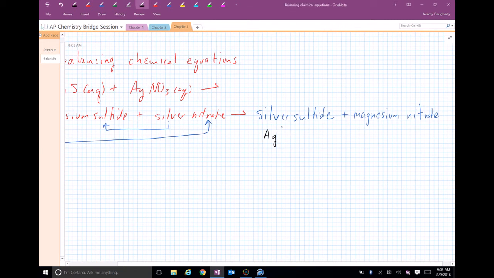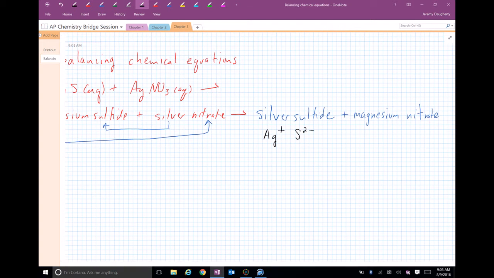What's the charge of sulfide? What is sulfide, first of all? Is it a polyatomic ion or a single element? Single element. What's the charge of that single element? Yeah, that's a 2- ion. So is it a cation or an anion? Anion.